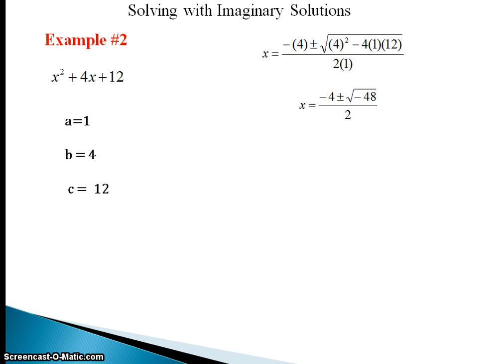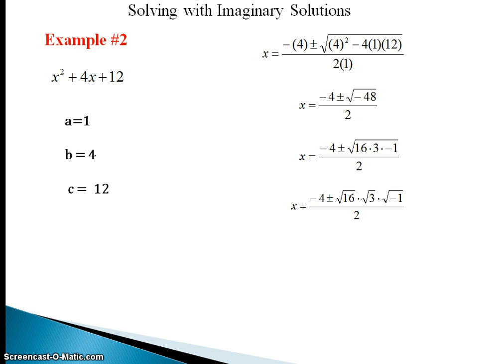Now let's address the negative 48. So we're going to start by factoring out negative 1, and we're also going to factor 48. The largest perfect square that is a factor of 48 is 16. And so 16 times 3 is 48, so we're going to have the square root of 16 times 3 times negative 1. Now we're going to break that radical up into the square root of 16 times the square root of 3 times the square root of negative 1. And then we start simplifying from there.